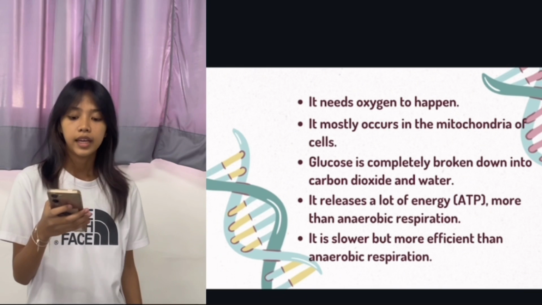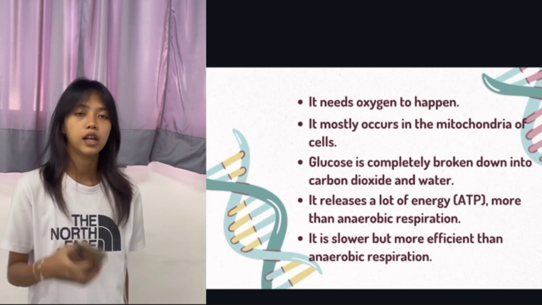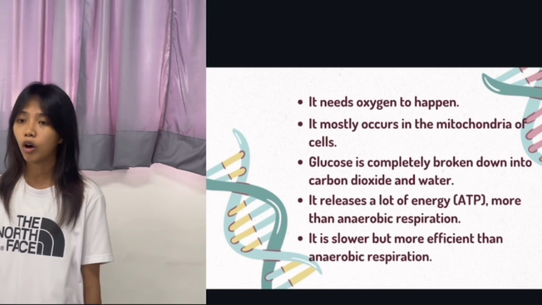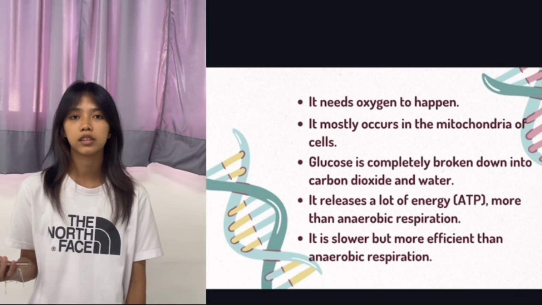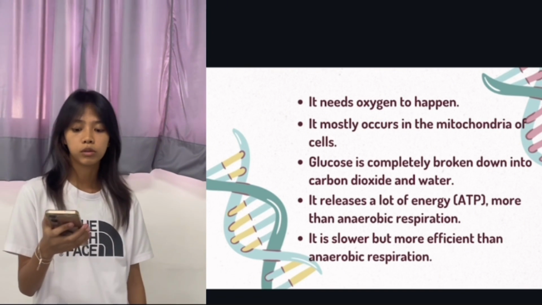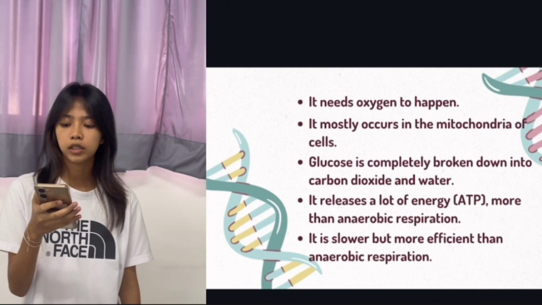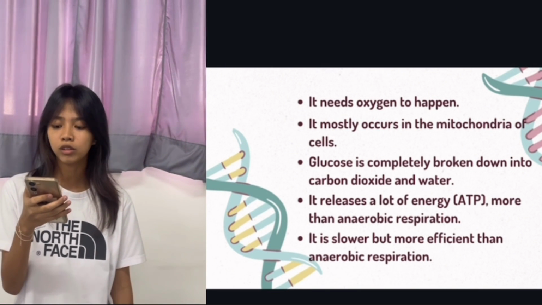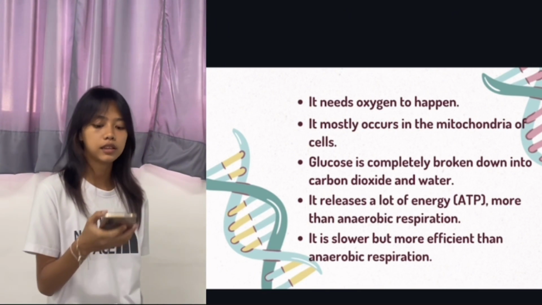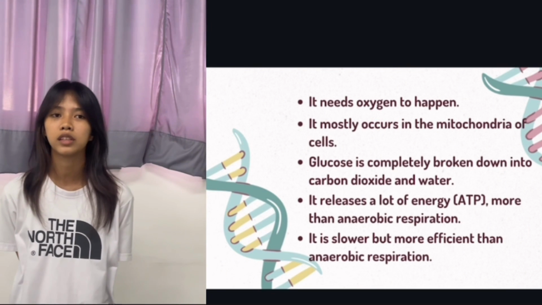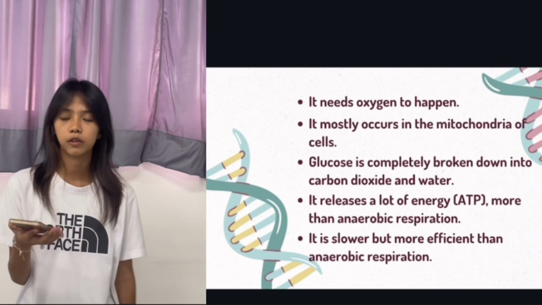Here are the characteristics of aerobic respiration. Number 1, it needs oxygen to happen. Aerobic respiration needs oxygen to work. Without oxygen, it won't happen. Number 2, it mostly occurs in the mitochondria of cells. It takes place in the mitochondria, which we call the powerhouse of the cell.